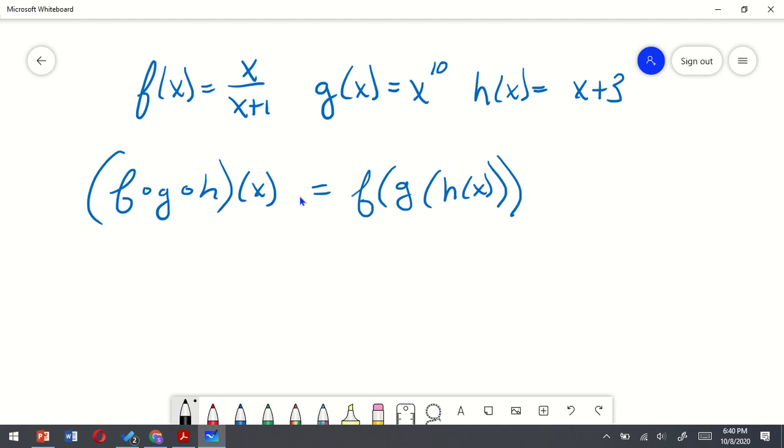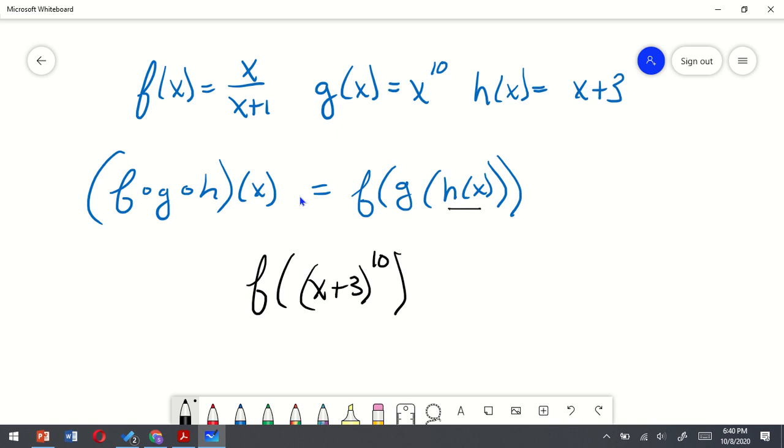But when we plug it in, let's take h of x and plug it into g of x first. We start from the innermost, or we start from the right. So we're going to take x plus 3 and plug it in to g of x. So that's going to say x plus 3 to the 10th. That's h of x, which is x plus 3, plugged into the place where the input belongs on g.